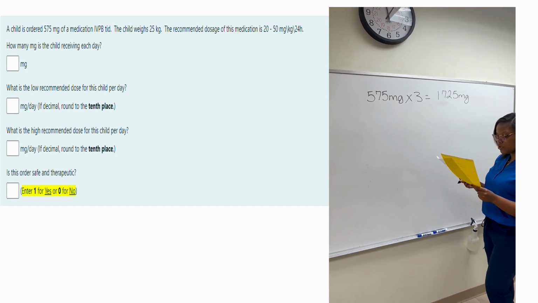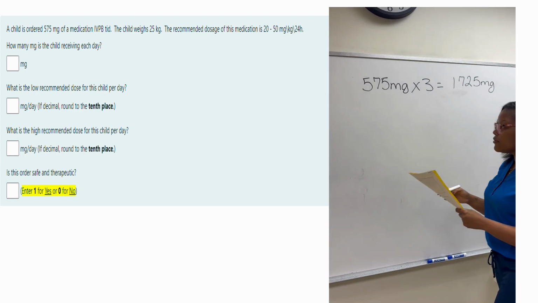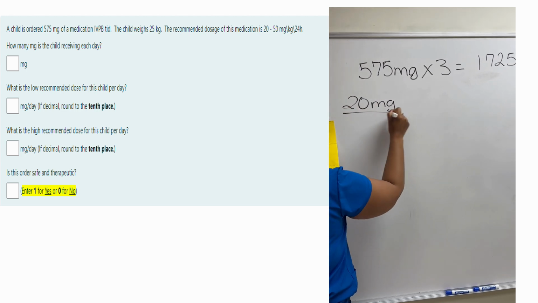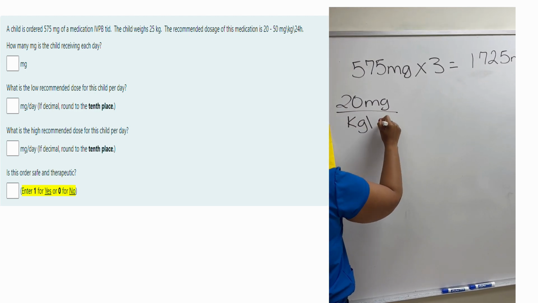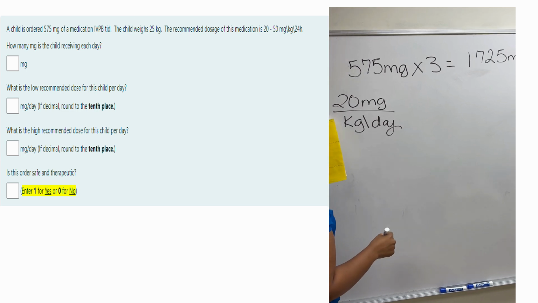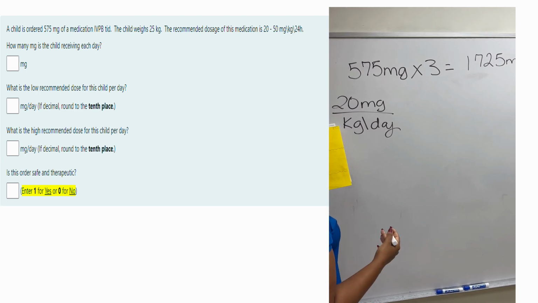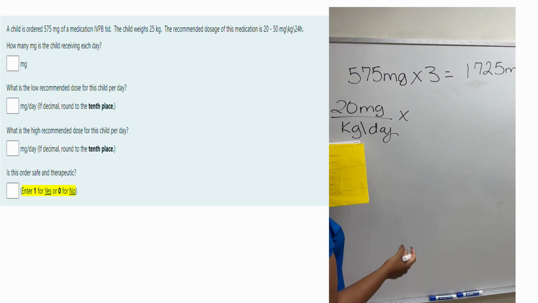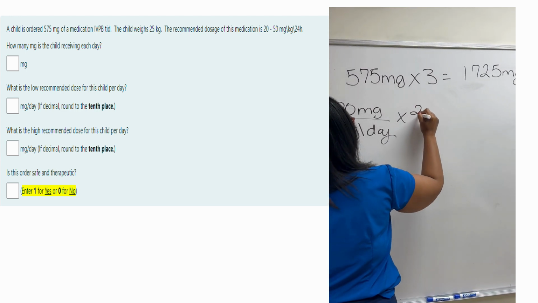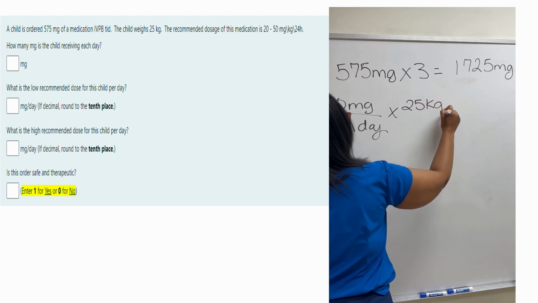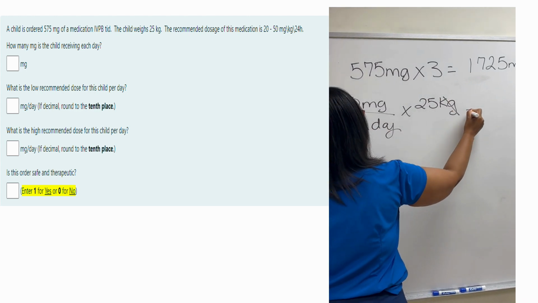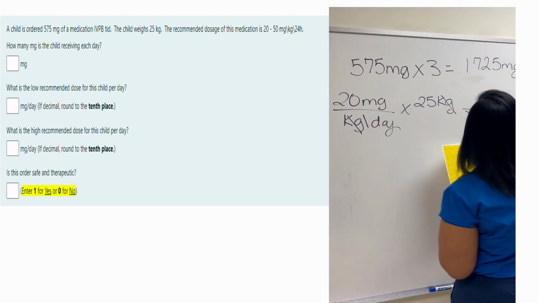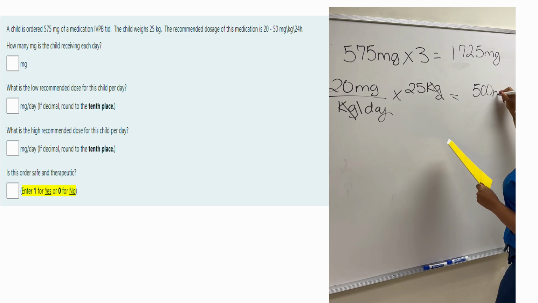So our lowest is going to be 20 mgs per kg per 24 hours. So we're going to go ahead and write that: 20 mgs per kg a day. We know that our answer needs to be in mgs per day, so we need to cancel our kg. All we've got to do is take the patient's weight. They already gave it to us in kilograms, which is 25 kgs. So kgs cancel out, and we're left with mgs per day. We're going to multiply straight across, and we're going to get 500 mgs.